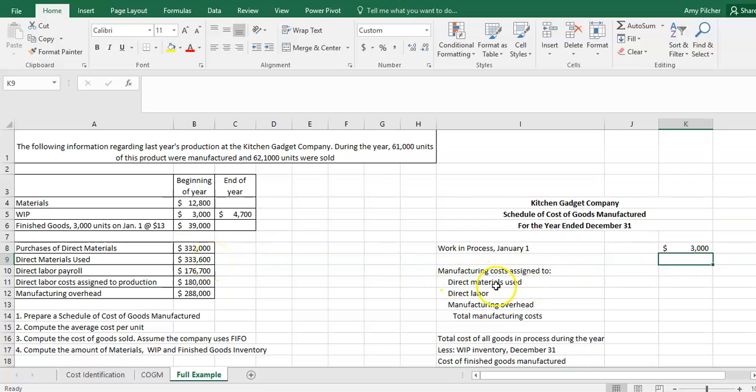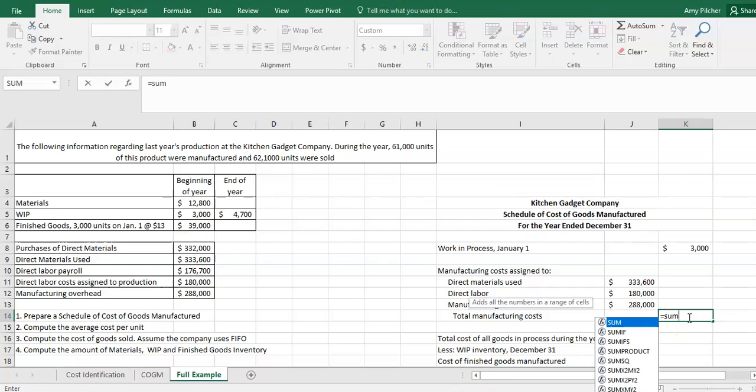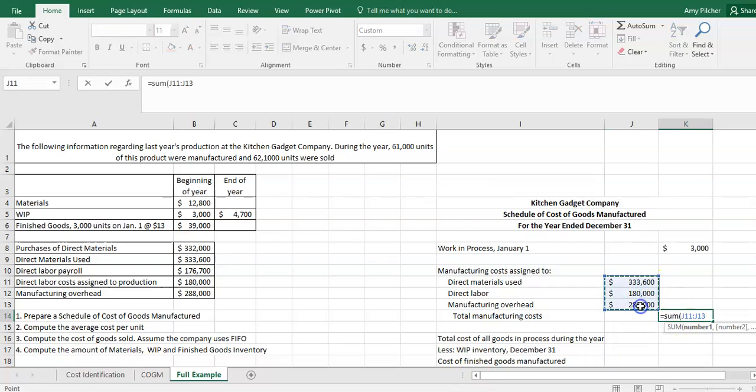On the schedule of cost of goods manufactured, we want the direct materials used. So 333,600. Then we're going to add our direct labor for production, 180,000. And then last, our manufacturing overhead, 288,000. Just like we did before, we add those together to get our total manufacturing costs.